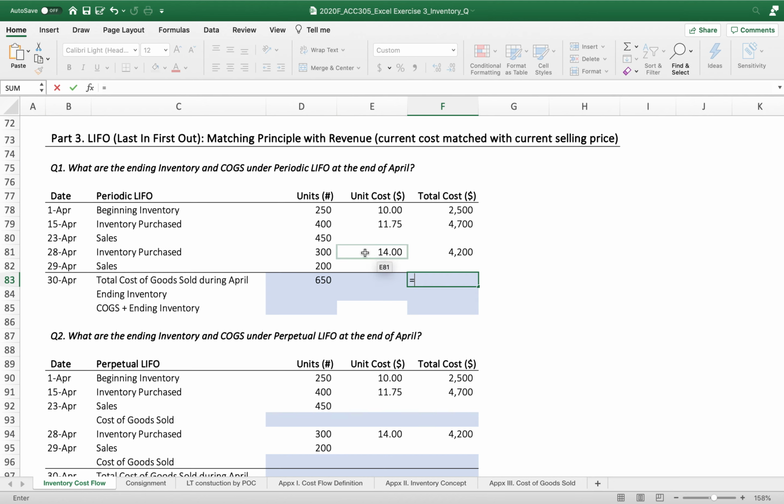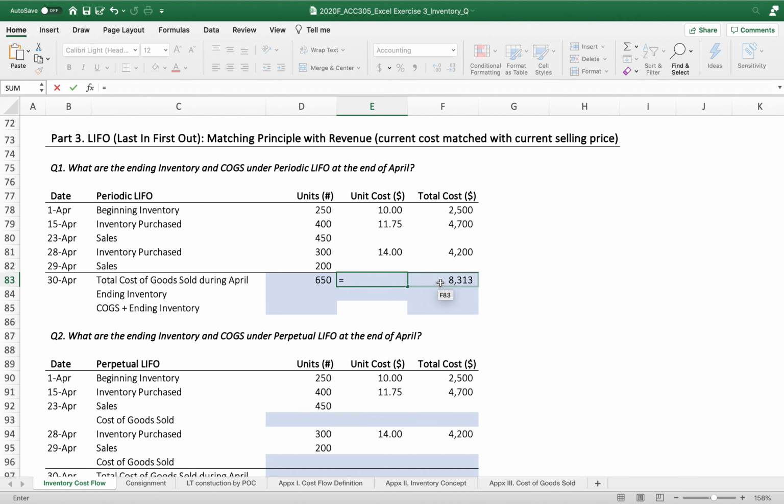Then, how do you get this cost of goods sold in total amount? Last in, first out. So here you go. 300 out of 650 times 14. So what is the remaining? 350. So 350 times, there you go. So that is the order in which we assume that we sold our inventory from the last in. The 300 units with the unit cost of 14, and then 350 out of 400 with the unit cost of 11.75. Got it? So 8,313. That is the total cost of goods sold during April based on the LIFO periodic inventory cost flow assumption.